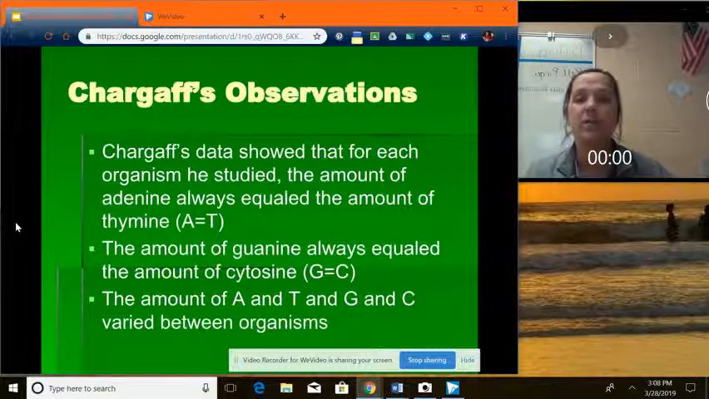But that does not necessarily mean that it's the same for every organism he studied. So for instance, in humans, we have a different amount of A, T, G, and C, as opposed to a dog or a whale, a fly, something like that. So it's not the same across the board, but for each individual organism he studied, they always matched up.